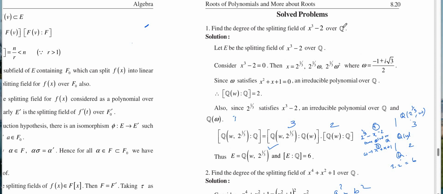In this video, we are going to have the solved problems from roots of polynomials, which include finding the degree of splitting fields of certain polynomials and finding the automorphisms of certain structures. That will include integers, rational numbers, real numbers, and the ring of complex numbers. All of them, other than Z, are fields.